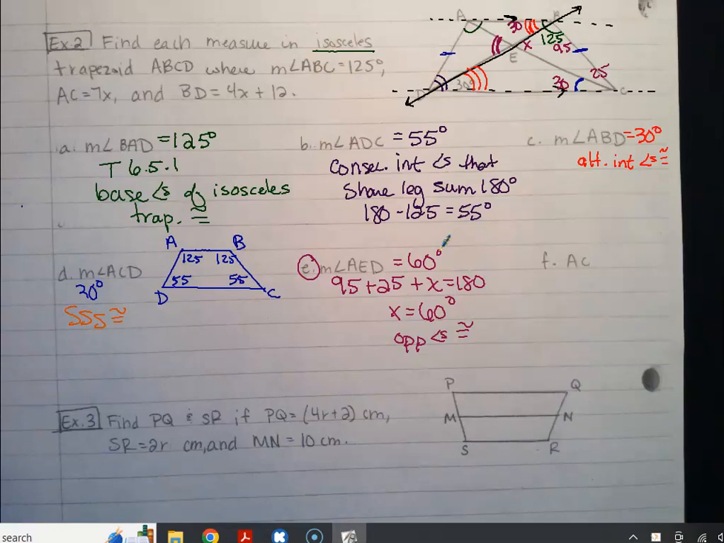Oh, but see, they gave us some good stuff up here. They said AC equals 7x and BD equals 4x plus 12. We forgot, right? Like we didn't use any of them. So 7x equals 4x plus 12. Awesome.